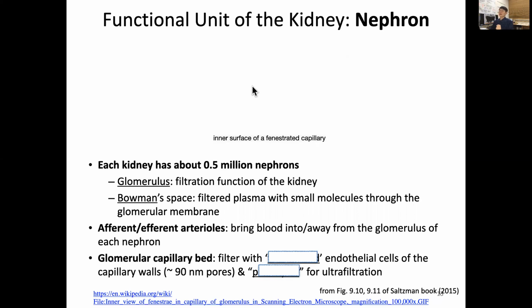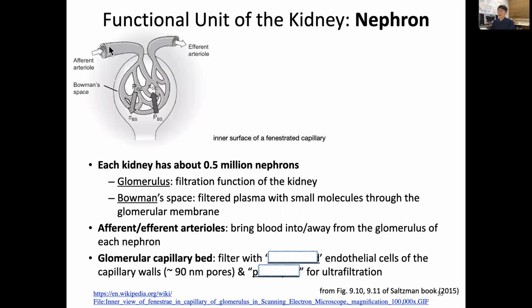Now, let's summarize this functional unit of the kidney, the nephron. First, the afferent arteriole gets into this glomerulus and it exchanges as a filtration, and then the blood gets out of the efferent arteriole. And those filtered parts will be coming out of this and into the Bowman's space.